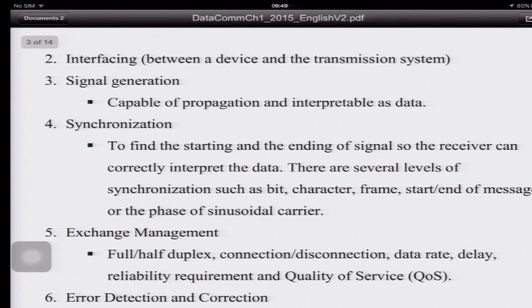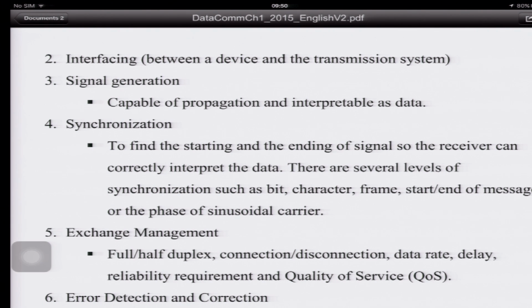The third one is that we have to do signal generation, which means the signal has to be able to propagate, to travel through air or through the wire, and it has to be interpretable as data. So when the receiver looks at it, if there is no noise, no problem at all. The one who looks at the signal has to be able to know what it means.